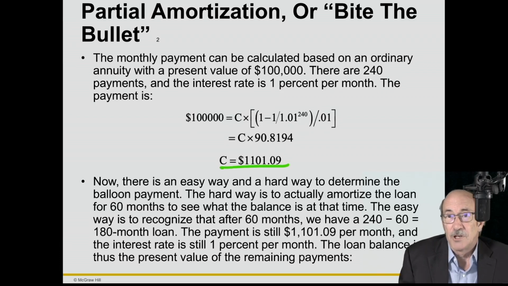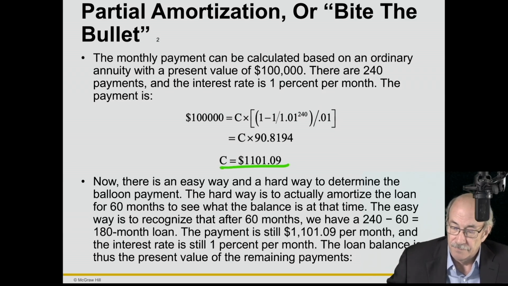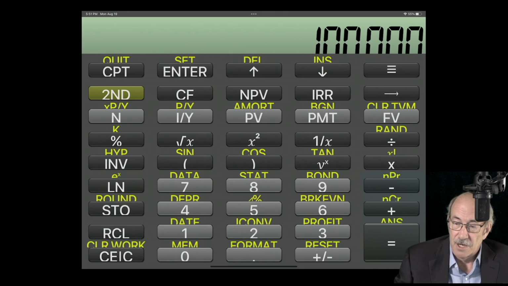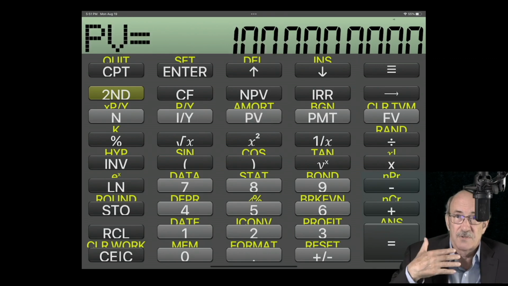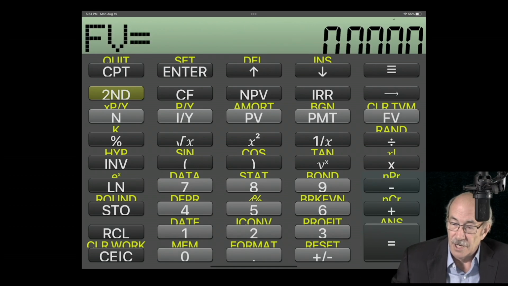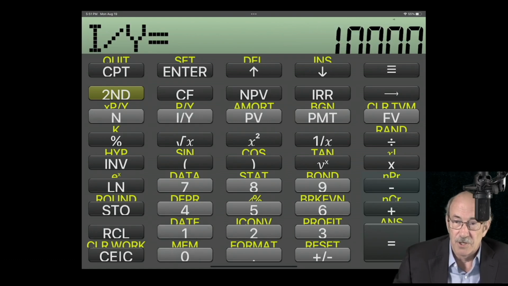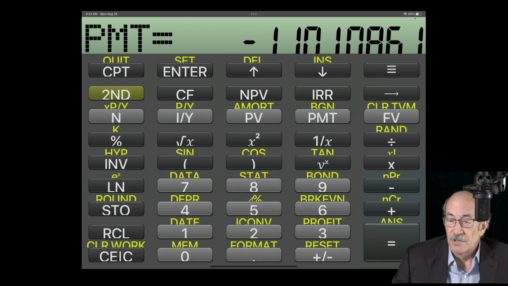So the monthly payment on this would be $1,101.09. We can do that on our calculator here. We have 100,000, and that is going to be our principal, and we're borrowing that, so that's a cash inflow. We're going to clear out the future value. We're going to have 240 months. We have an interest rate of 1% per period because this is monthly, APR of 12. And we're going to compute the payment, and there's our $1,101 and 9 cents.